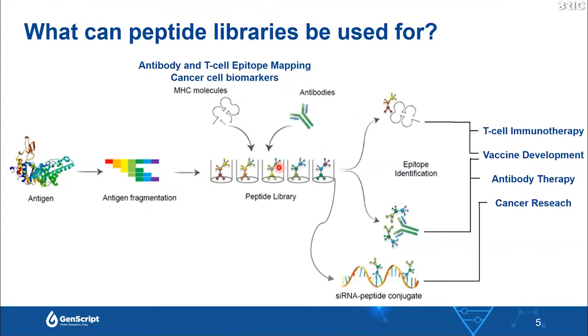The same could be applied for T-cell epitope mapping. Instead of antibodies, MHC molecules could be used for this application. It could also be used for cancer cell biomarkers. For example, a random series of peptides could be chemically synthesized, forming the peptide library.